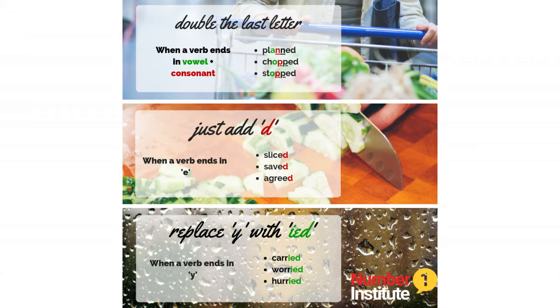Now, let's check the spelling rules. When a verb ends in vowel and then consonant, that's when you double the last letter. So plan ends in a vowel, and n, a consonant. So we double the consonant. When a verb ends in e, that's when we just put a d. And when a verb ends in y, we remove the y and add ied.